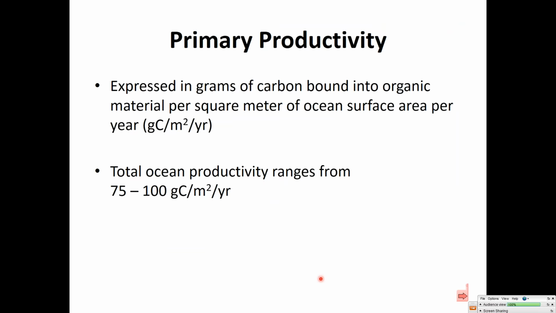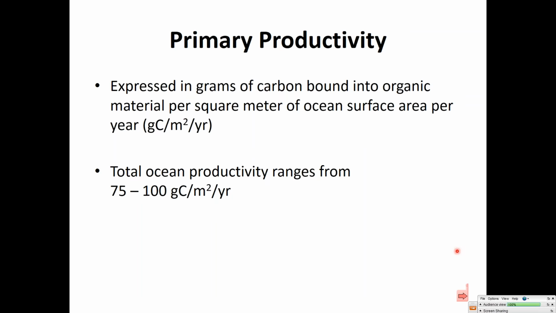So scientists measure primary productivity in grams. Grams is a measure of mass. It's the amount of carbon, measured in grams, that's bound into organic molecules, carbohydrates, per square meter of some surface per year. That's how we measure primary productivity. So it has units of grams of carbon per meter squared per year.